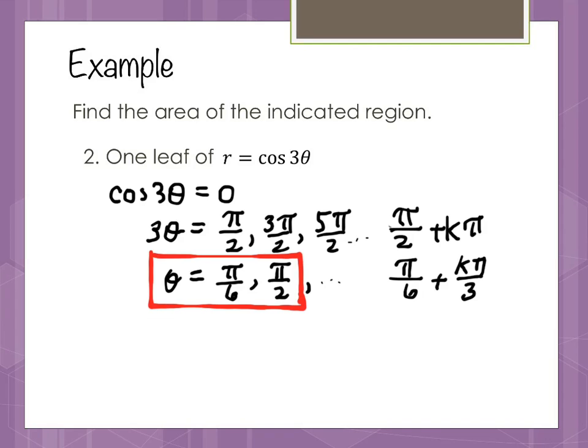So they will work. Every area of this, one of the petals of my rose in this one is going to actually be the same amount of area. It's a symmetric kind of graph, okay? So there's nothing special about using pi over 6 and pi over 2 here. It's simply that they're the first ones listed.